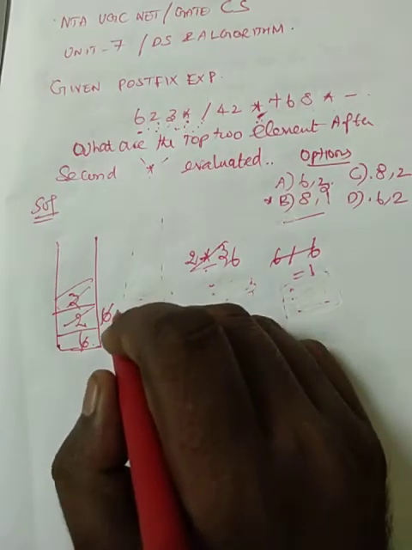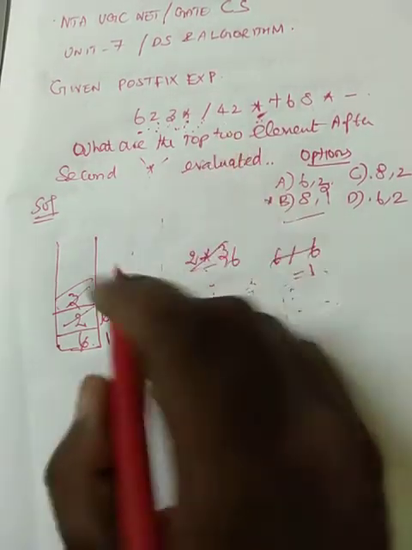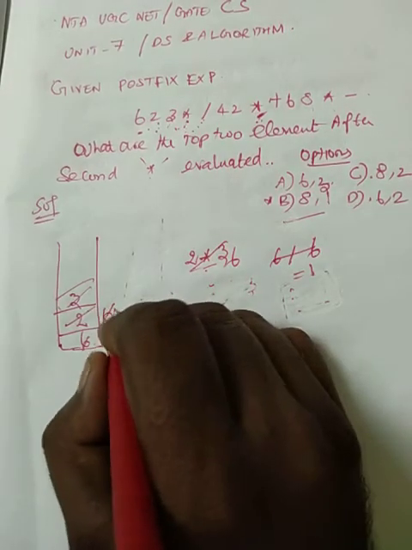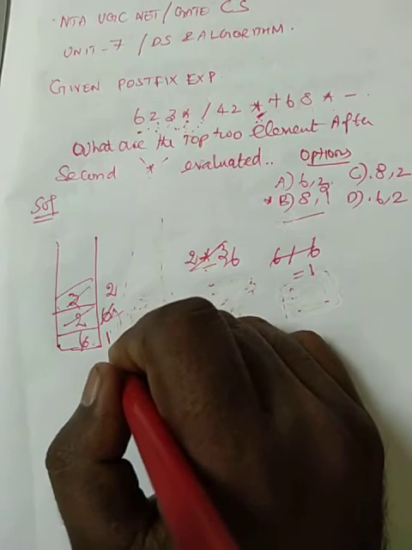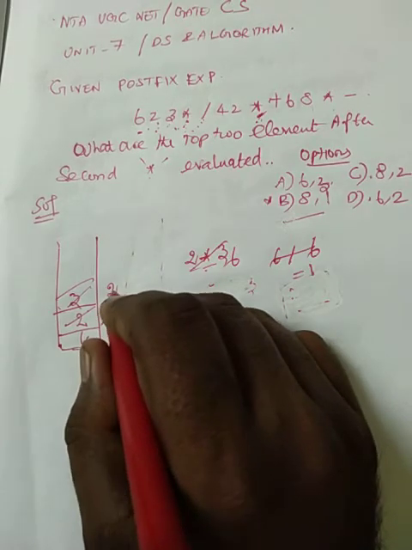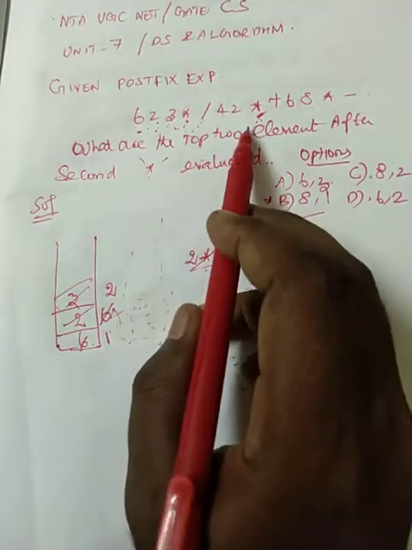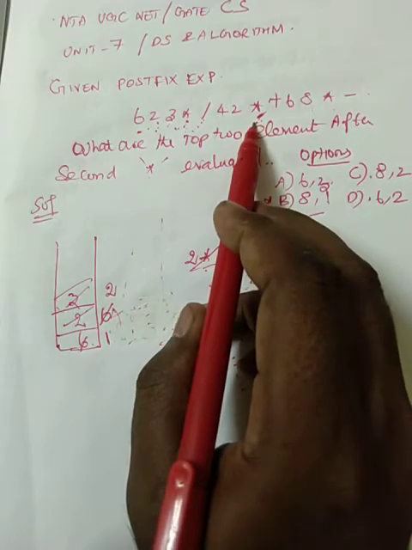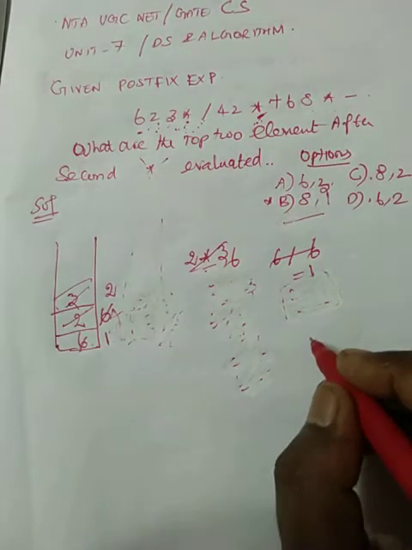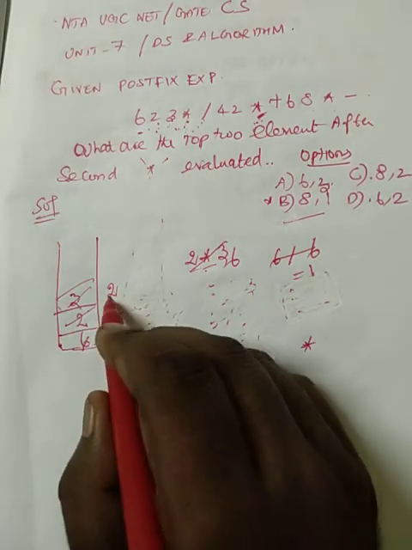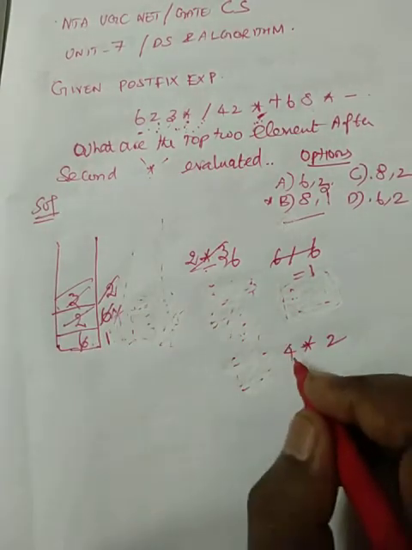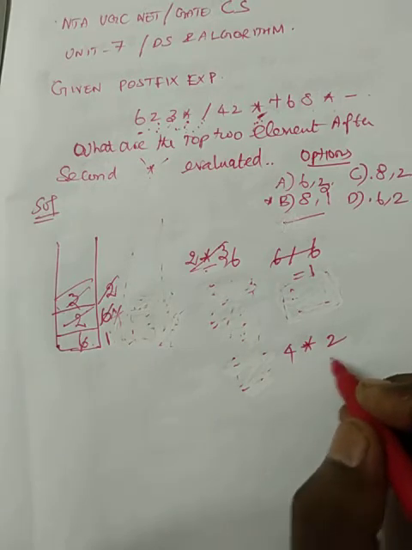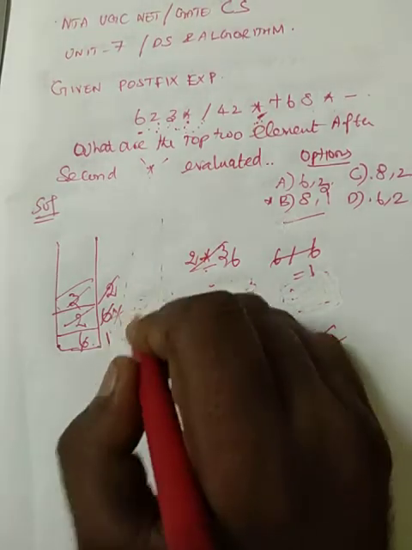Now what happened? 4 is coming, I keep it here, and then 2 is coming, I keep it here. Now 3 elements are present: 1, 4, 2. Now immediately the expected multiplication comes, and you do the multiplication. For that I remove this 2 and keep it here, remove 4 and keep it here. 4 into 2 is nothing but 8, and I keep it here.